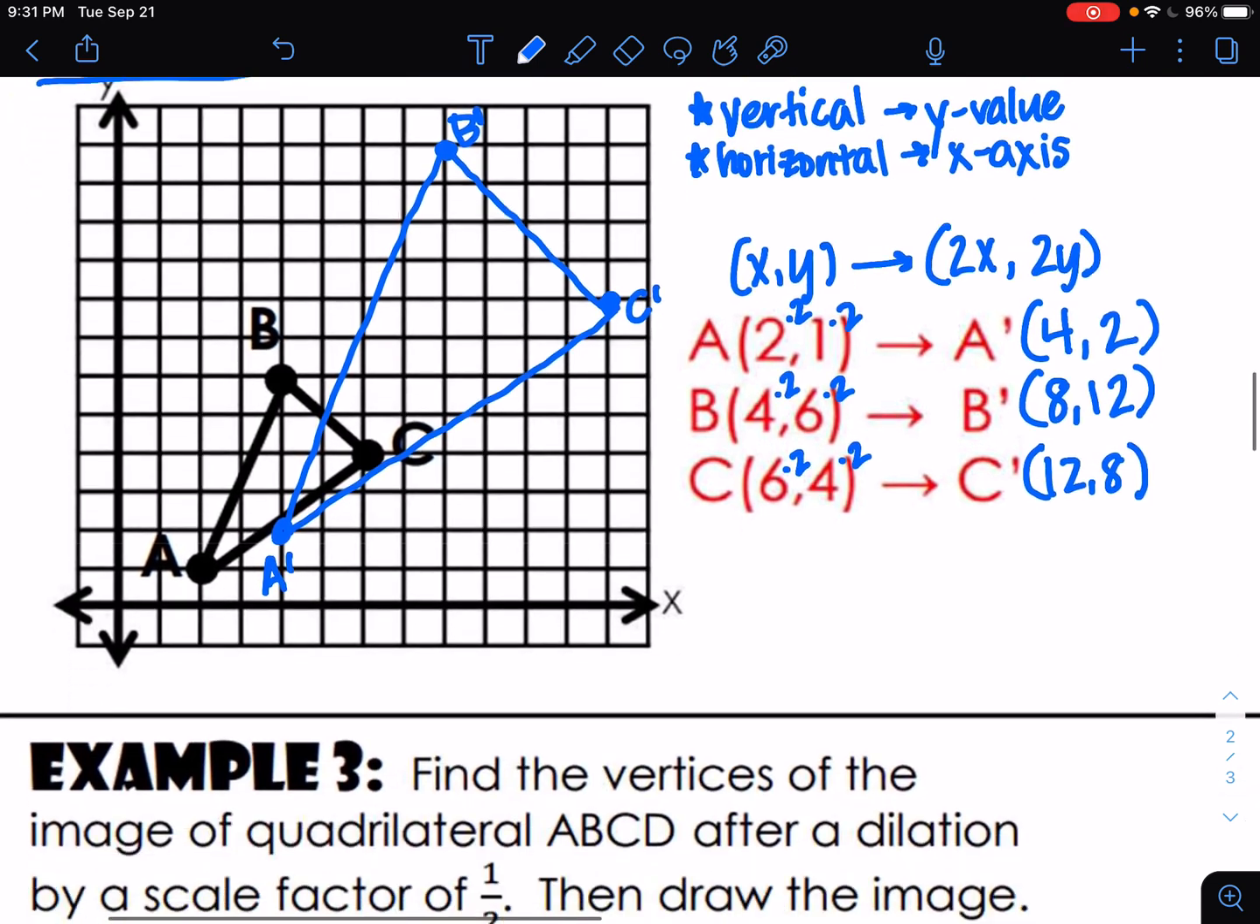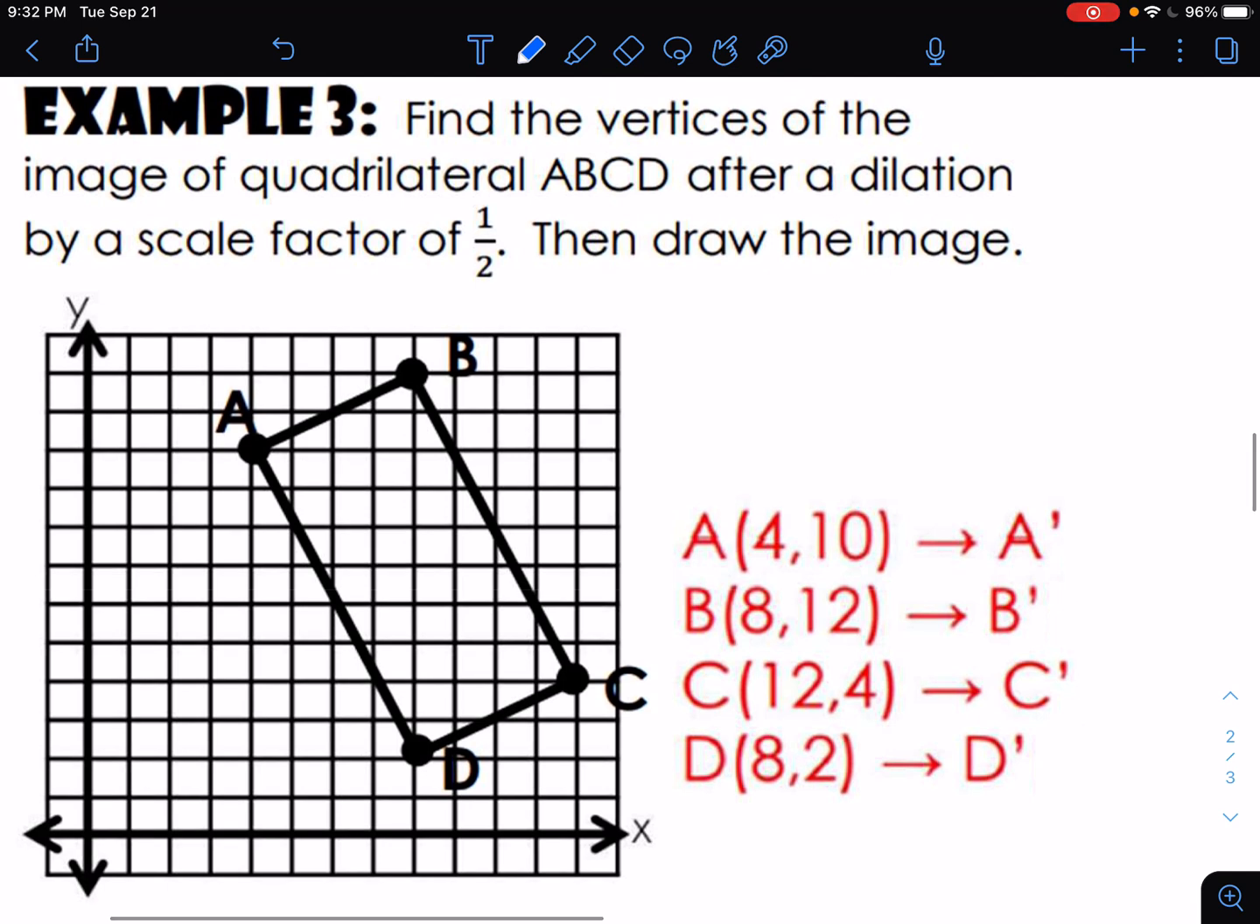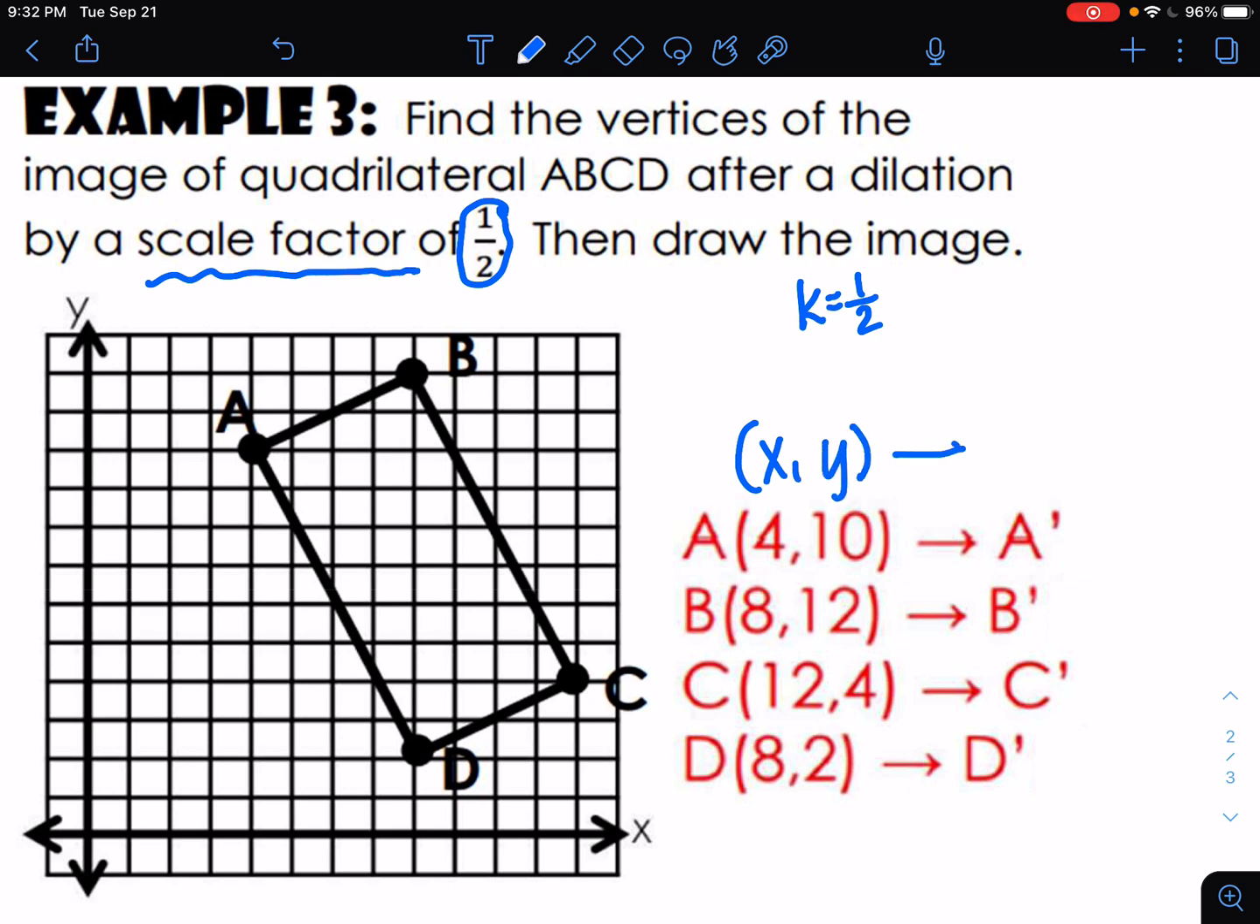All right, I'm going to skip down now to example 3. Example 3 says find the vertices of the image of quadrilateral ABCD after a dilation by a scale factor of 1/2. Immediately, red flag, I see a fraction or a decimal between 0 and 1, and I should think it's going to be a reduction. So k equals 1/2. That means I'm going to multiply my x and my y value by 1/2. So my rule will be x, y turns into 1/2 x and 1/2 y.